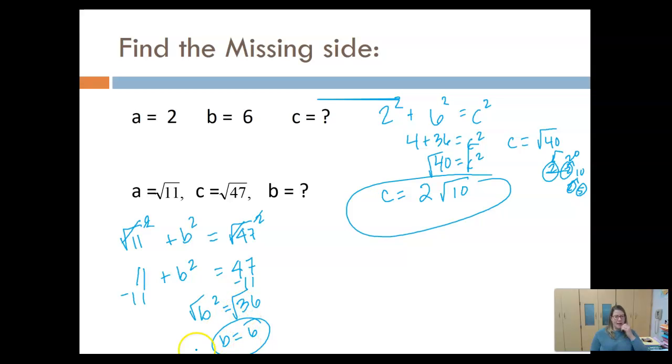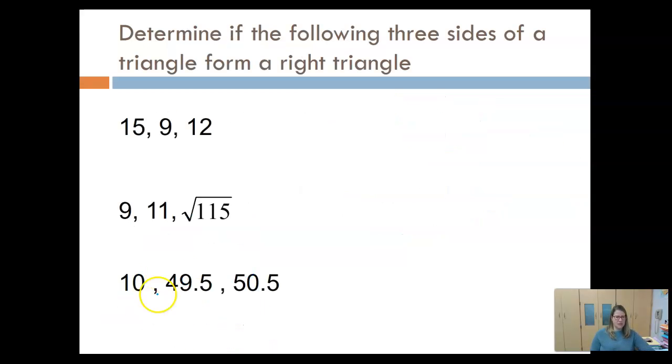Okay? So the only other thing you're going to be asked to do is you're going to be given a triangle. You're going to be given all 3 sides of the triangle, and you're asked to determine if the following 3 sides of a triangle form a right triangle. So could these be the sides to a right triangle is what it's asking you. So what we need to do is find the longest side, so in this case 15, and we need to call that c, so that would be our hypotenuse. The other 2 sides are a and b, the legs.